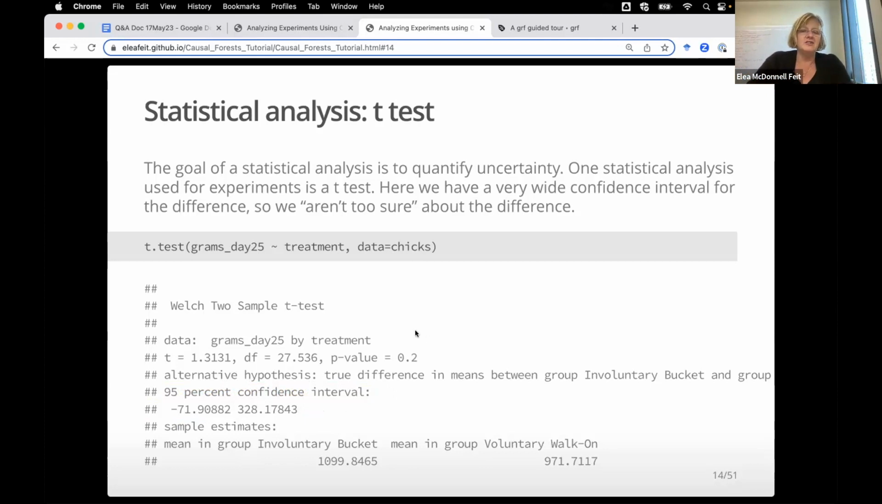Some people like to look for a p-value of 0.05, which would say that we have enough data to say whether the difference is positive or negative. We feel like we have enough data to say that either one treatment is better or the other treatment is better. But here it's a bit equivocal. It's leaning towards the idea that the bucket treatment produces chicks of higher weight, but there's some possibility that it's the other way around.